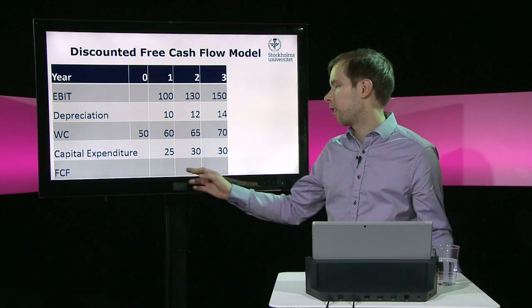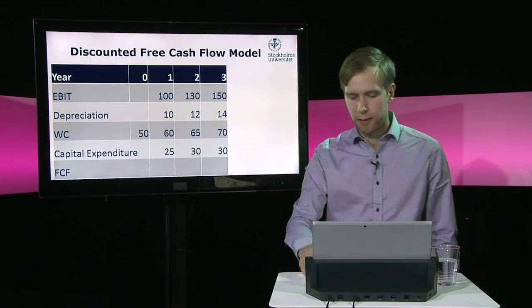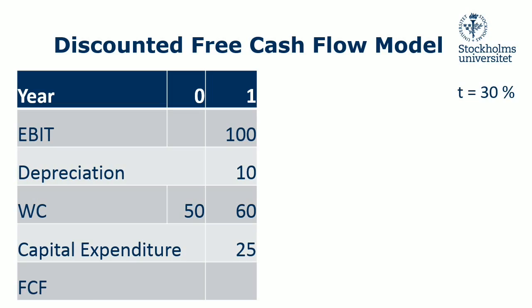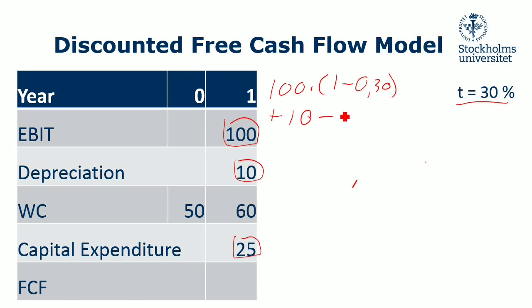We are now going to estimate the free cash flow for all these 3 years. And we start by the first year. Okay, so here we go. We start by taking EBIT, which you find here. So 100 times 1 minus the tax rate, which we had here, 0.30. Then we should add back depreciation, which we have here. We should subtract capital expenditures that we find here. And then finally, we should subtract the increase in working capital.